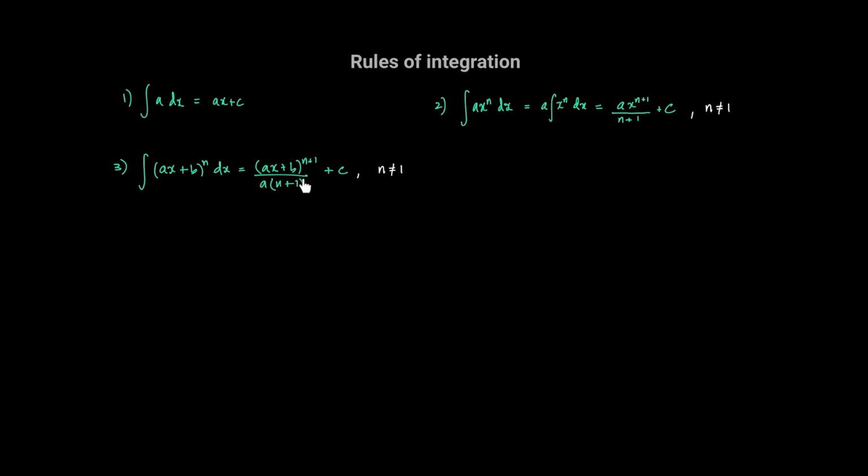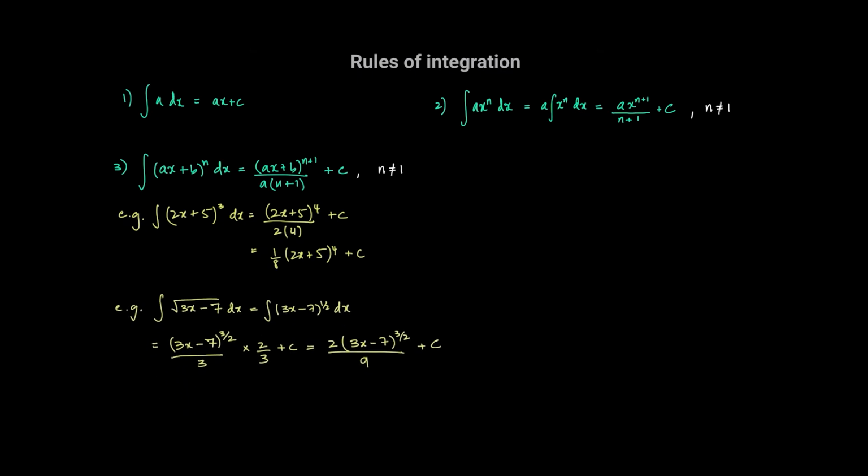And this rule also applies for all powers n except n is equal to 1. So for example, if we had to integrate (2x + 5)^3, what we can do is increase the power by 1, so we get (2x + 5)^4, and then we divide by the new power, that's we divide by 4, and we divide by the derivative of 2x + 5, that's just the coefficient of x here, so that's 2. So then we get this expression, and if we simplify, we get 1/8 times (2x + 5)^4 plus our constant of integration c.